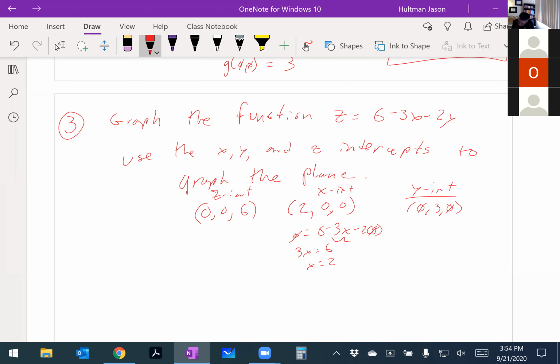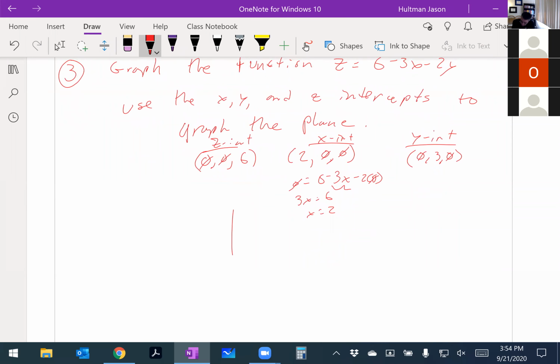So we're just using the intercepts to get 3 points on this plane. So very easy to graph. On the x direction, we're going to be out 2. In the y direction, we're going to be out 3. And in the z direction, we're going to be up 6. So we get this nice plane here.